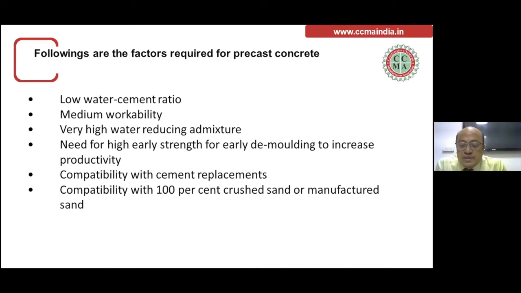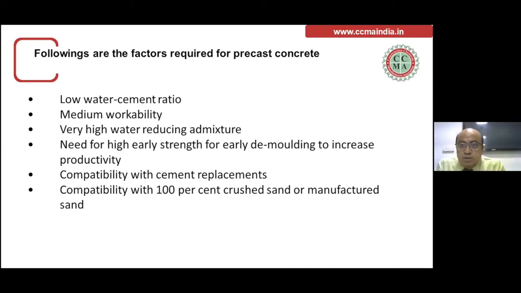So suppose, for example, normal precast without high early strength, or without steam curing, may require 24 hours for demolding. But in that case, if we arrange special types of things, then within 6 to 8 hours we can demold it, and again we can cast the same mold. So the same mold can be used 2-3 times in a day. That will increase the productivity.